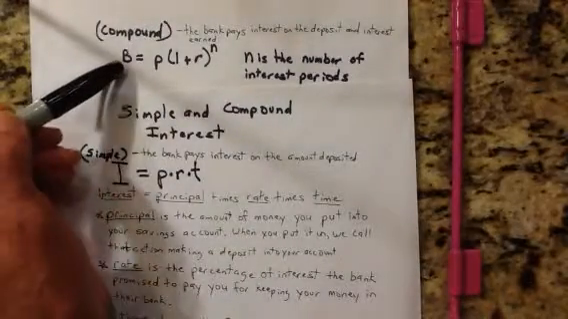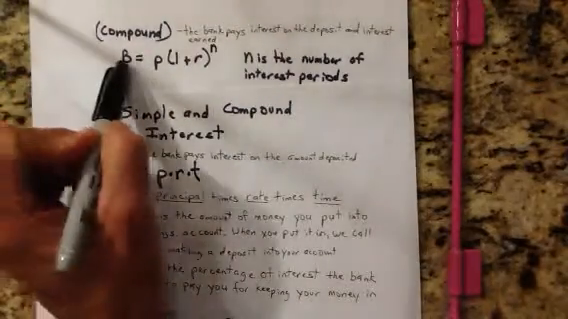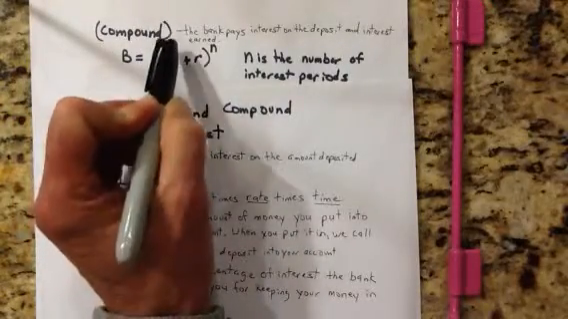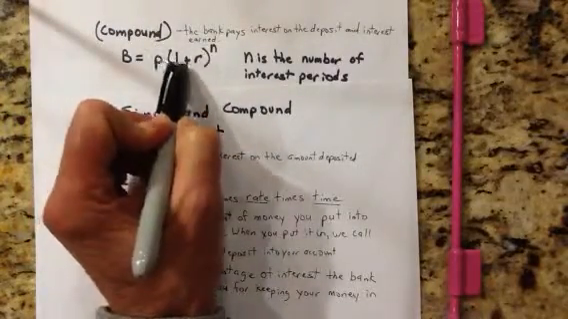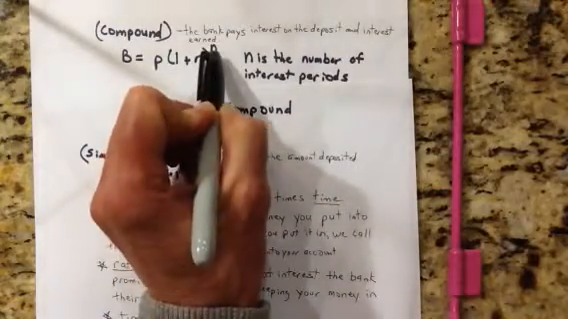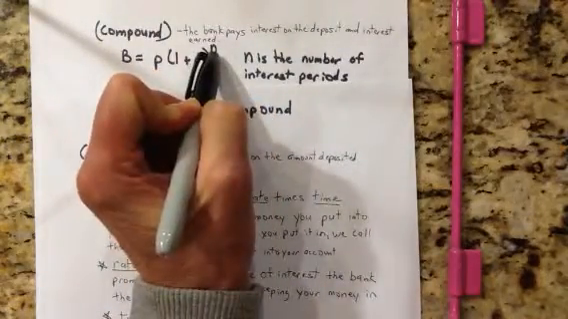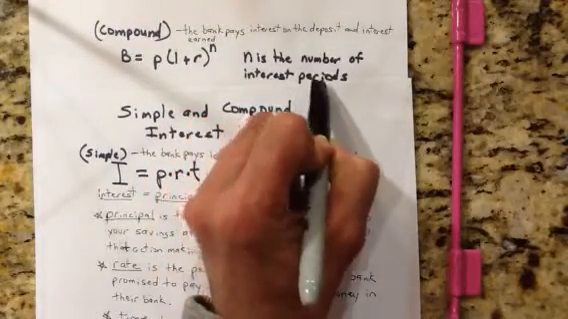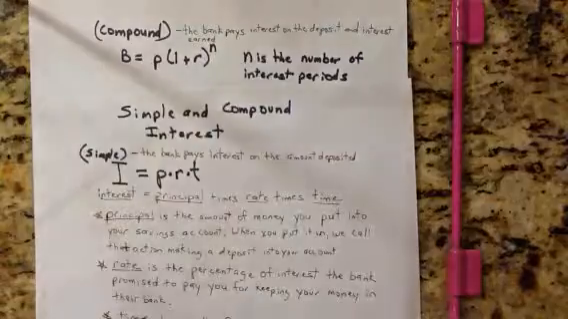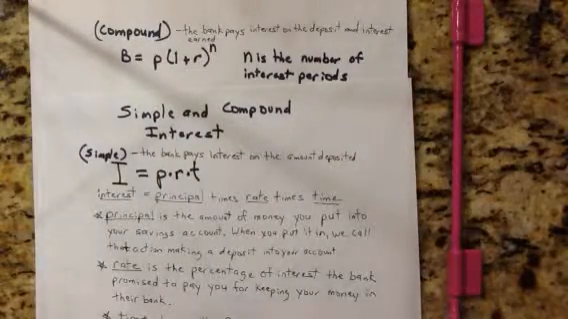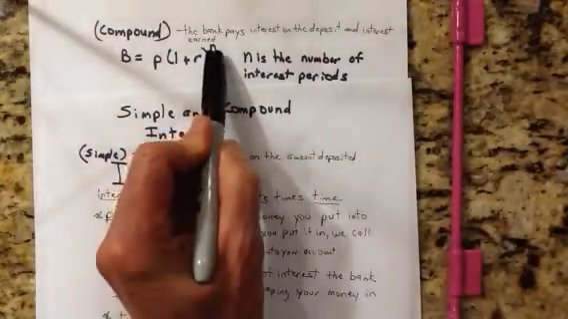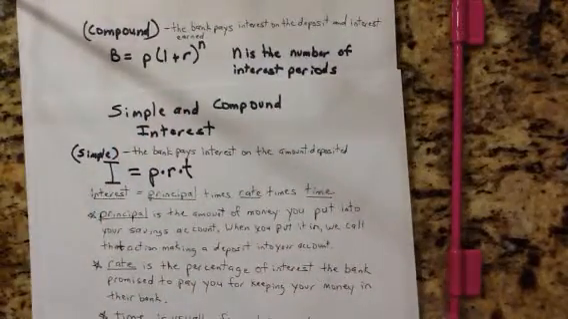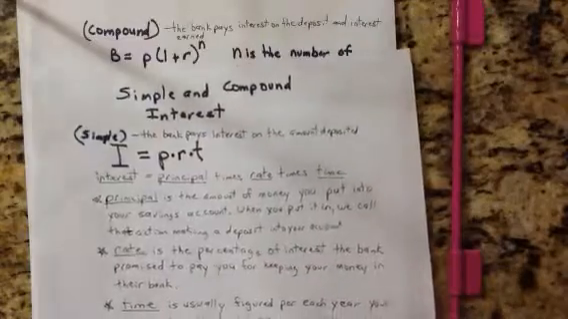If we do compound interest, your balance after 3 years would be the principal times 1 plus the rate to the nth power, and n is the number of interest periods. So in the case of this first problem, it was 3 years, so the n would be 3. Now, what does that look like mathematically?